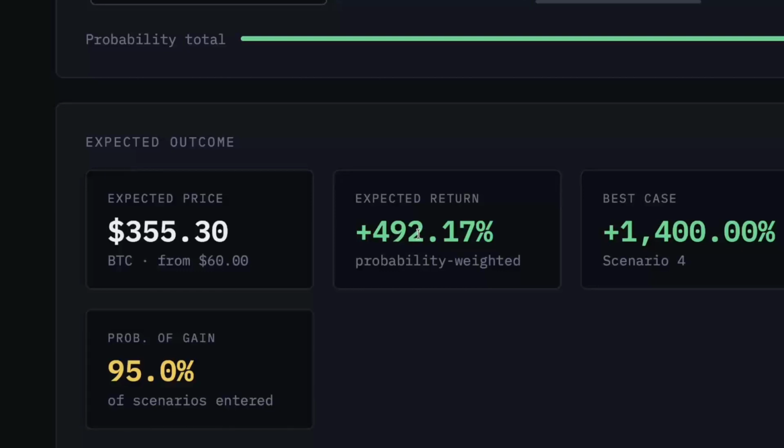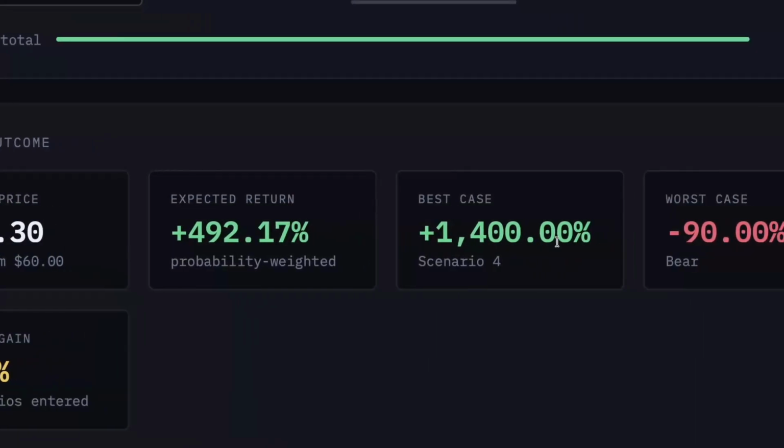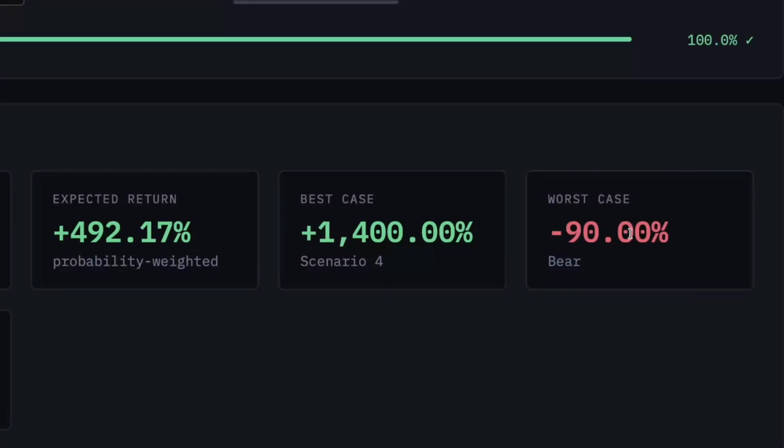Because 100% is 2 times, right? So 300% is not 3 times, it's 4 times. I see many do that wrong. Then you have the best case scenario, that is 1,400% returns. And the worst case scenario is that we lose 90% of our asset.